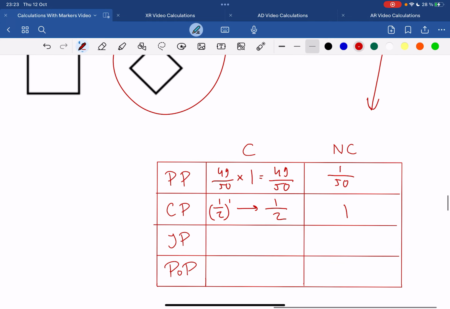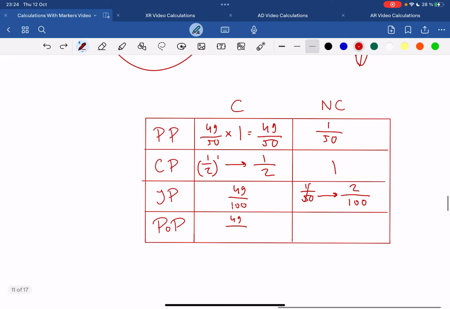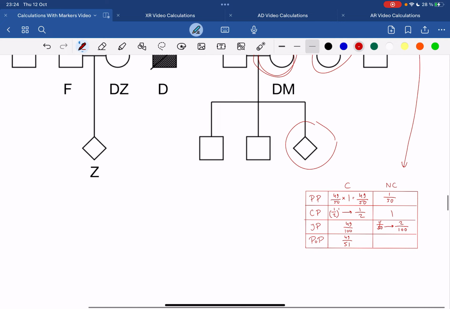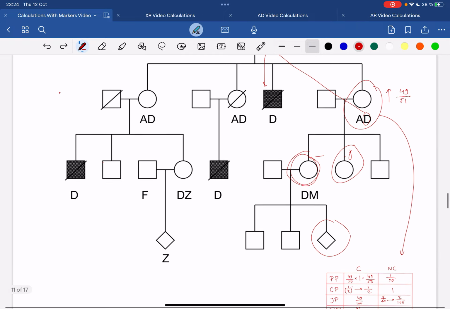Non-carrier would just be 1, and now we just take 49/100, there we go, and then here we can write it like so. Here we can write it as 1/50, but to get equal numerators, we can write it as 2/100. Now here we just take 49, which is the top here, divided by 49 plus 2, which is equal to 51. That is the chance for her to be a carrier, if we take into account the possibility for crossing over to happen.